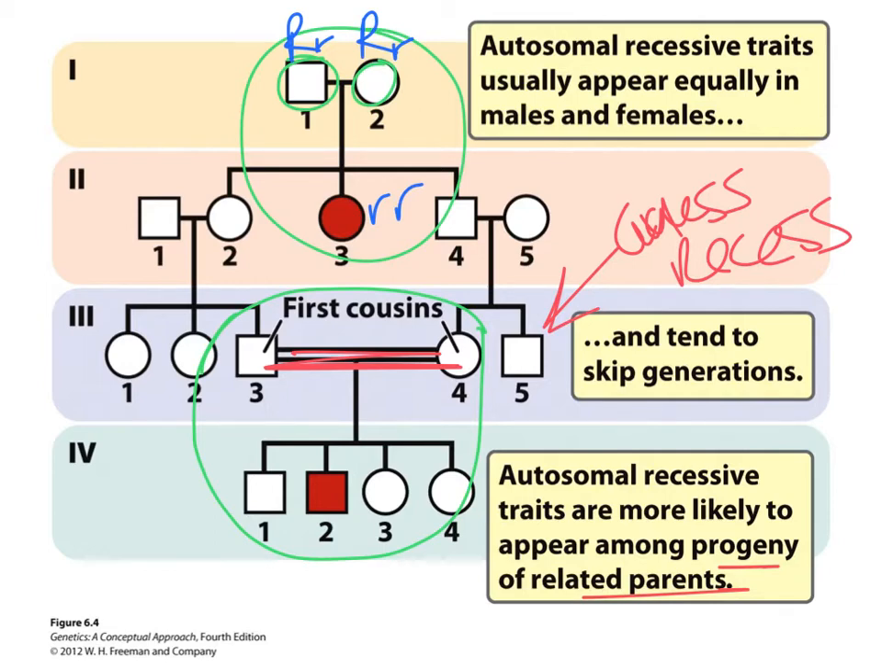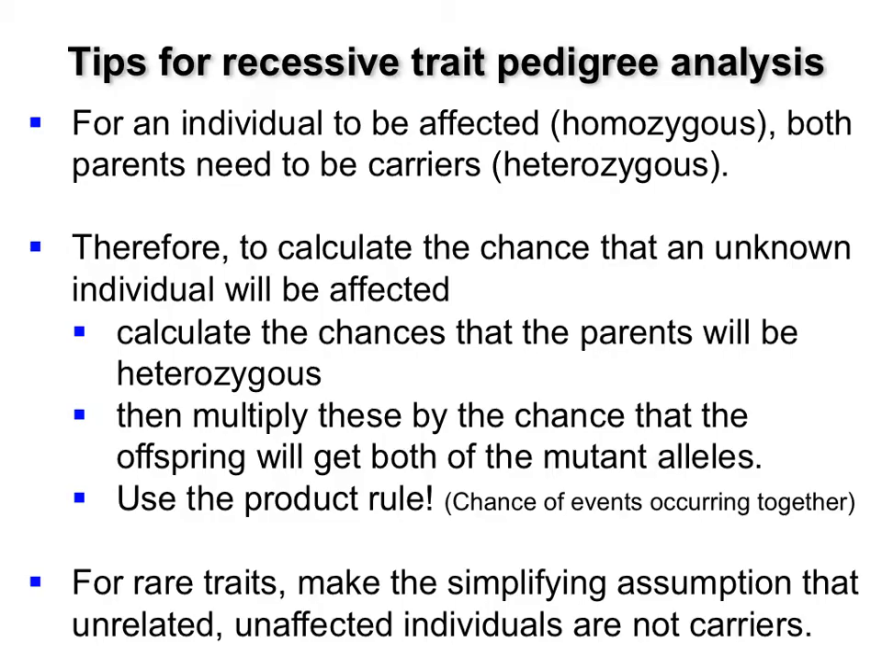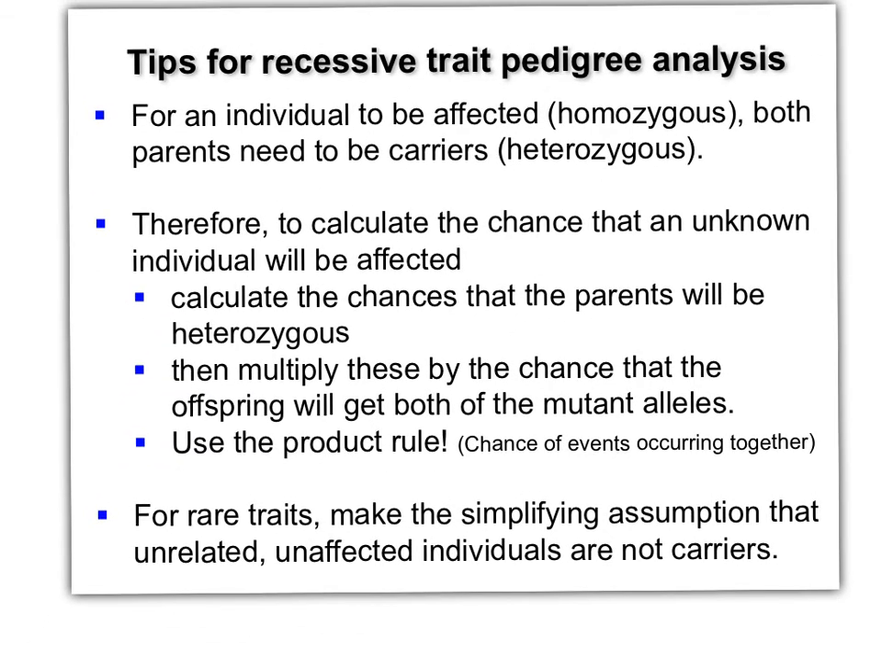Same here. This boy has to be little r. That means a little r came from dad and a little r came from mom, but they're both open, which means their other one has to be a big R. Tips for recessive trait analysis: for an individual to be affected, if you are sick, you have it, you're homozygous. Then both parents must be carriers, or one of them has to have it, right?